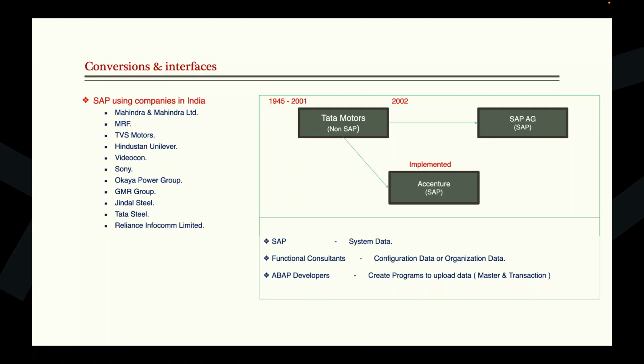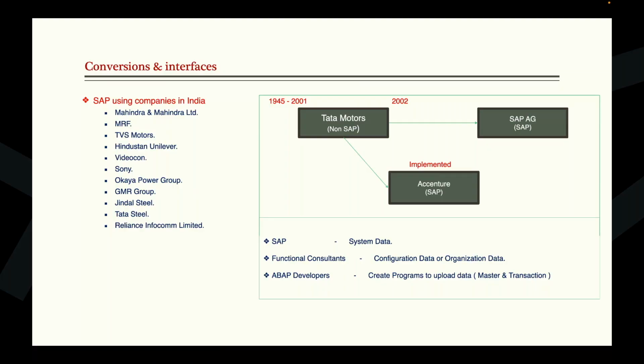Let's take an example, Tata Motors. He was running business from 1945 to 2001 using non-SAP software. And after 2001, he identified the exact uses of SAP and then he purchased software from SAP. Now the question is, from 1945 to 2001, the data that was created using non-SAP software, how can we move that data to the SAP database, the HANA database?